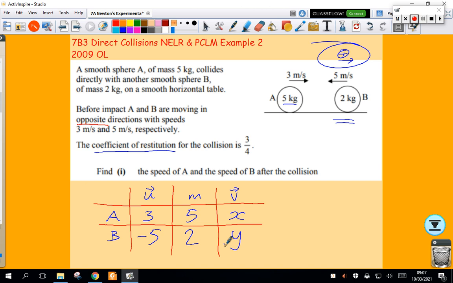From here on in, it's exactly the same as the last. And if you remember the last example we looked at, we used Newton's experimental law of restitution to come up with one equation in x and y. We'll use the principle of conservation of linear momentum to come up with a second equation in x and y, and then we'll solve those equations simultaneously. So we have all the key details here. Also remember that the coefficient of restitution is 3/4.